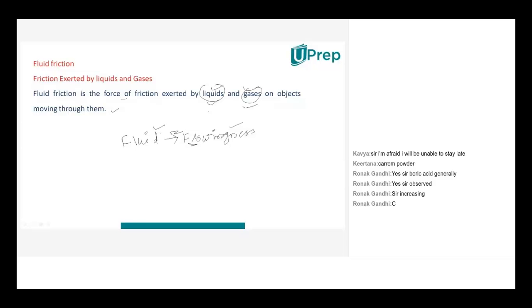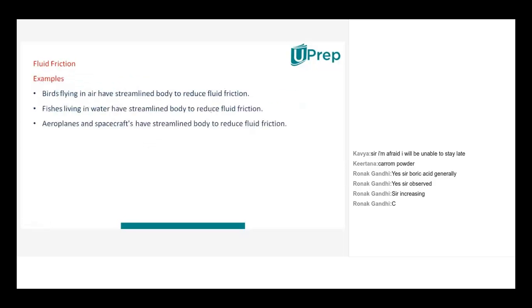That means whenever any object is moving through a liquid, in water or anything, then what happens? They will offer some resistance to the motion of that object, and that resistance will be called fluid friction actually. Even whenever you are moving in air, it also offers some resistance to your motion, and that force will also be called frictional force.